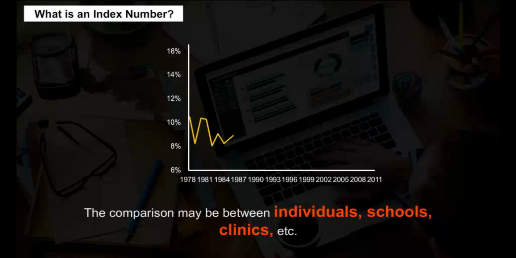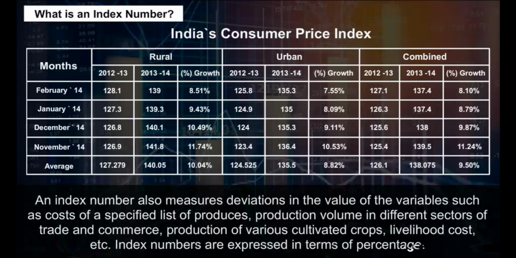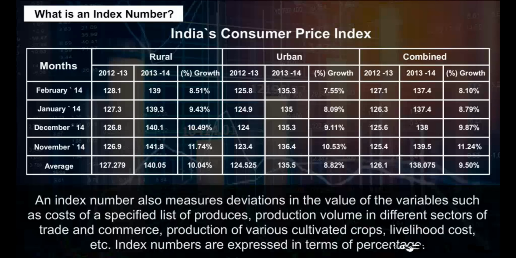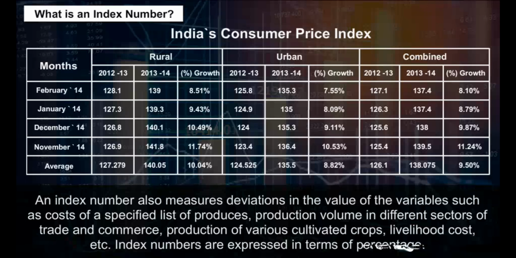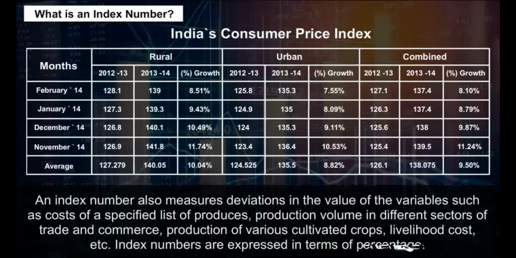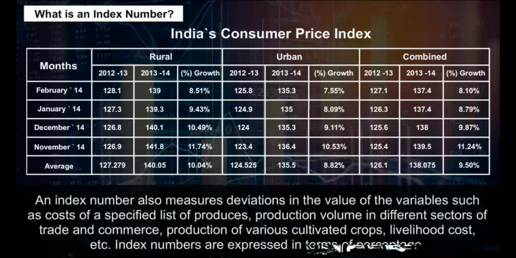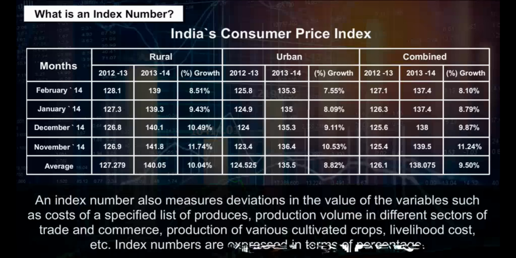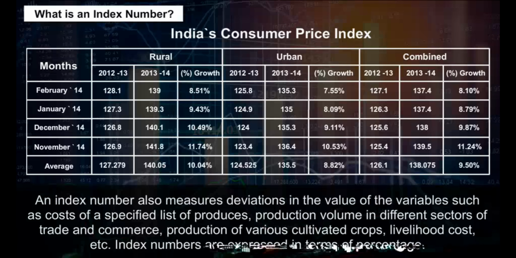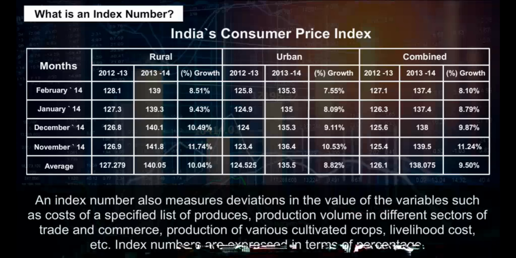The comparison may be between individuals, schools, clinics, etc. An index number also measures deviations in the value of variables such as costs of a specified list of producers, production volume in different sectors of trade and commerce, production of various cultivated crops, livelihood cost, etc. Index numbers are expressed in terms of percentage.